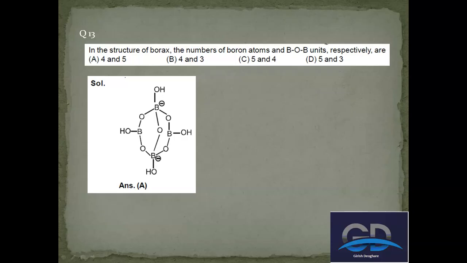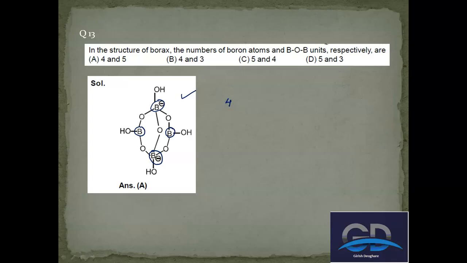Question number 13. In the structure of borax, the number of boron atoms and B-O-B units respectively are. So this is the structure of borax. We can see two types of borons. These two are sp3 hybridized having a tetrahedral structure, and these two are sp2 hybridized. So clearly the number of boron atoms is 4, right?